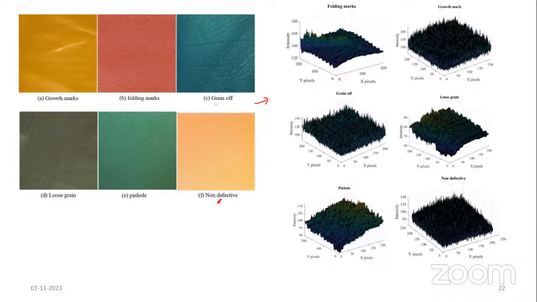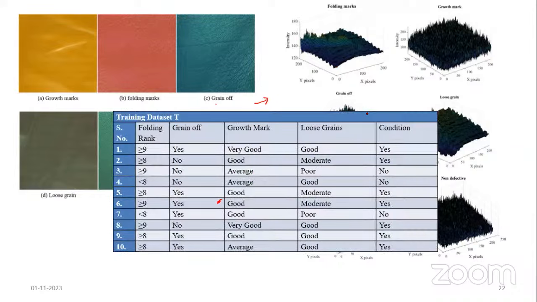Based on this, for understanding purpose, I have converted that to the data set. Actually, this data set will not exist in a real application. I have categorized the folding marks as a rank. If it is a high rank, then the quality is good. If it is lesser than 8, the quality is not good. Grains of, we have given the value as either yes or no. Similarly, growth mark. Based on the value we obtained, for each and every folding mark, we will be having values.